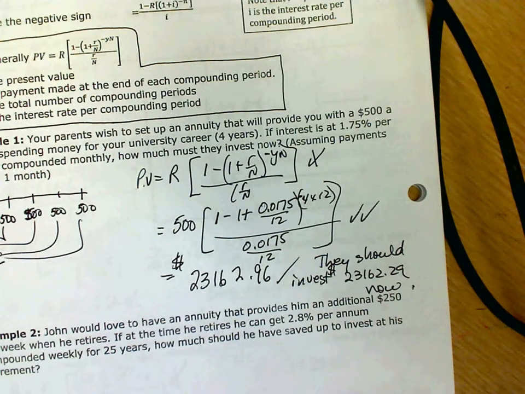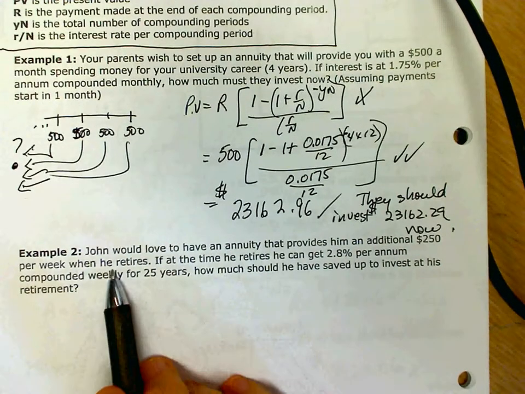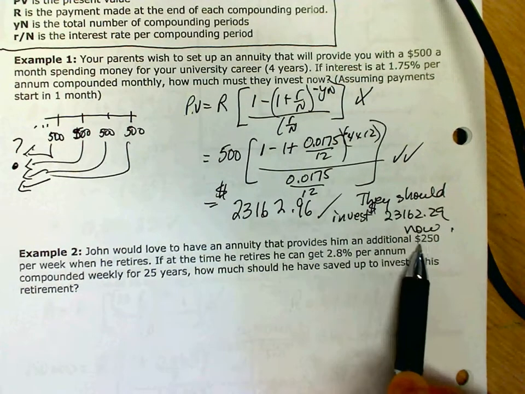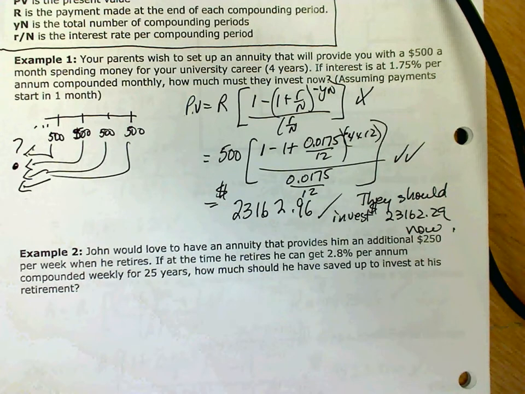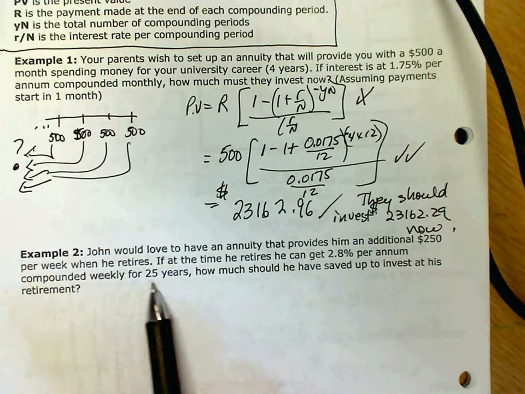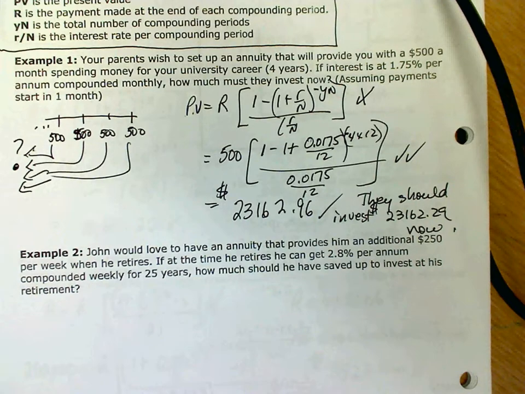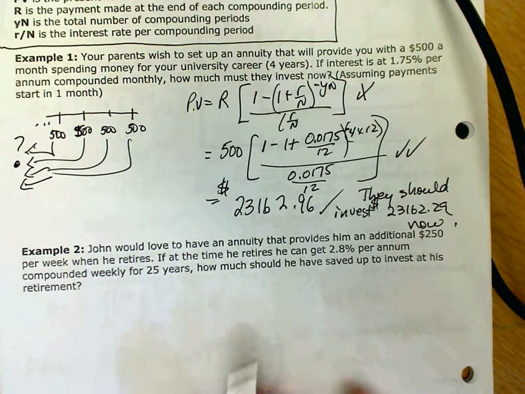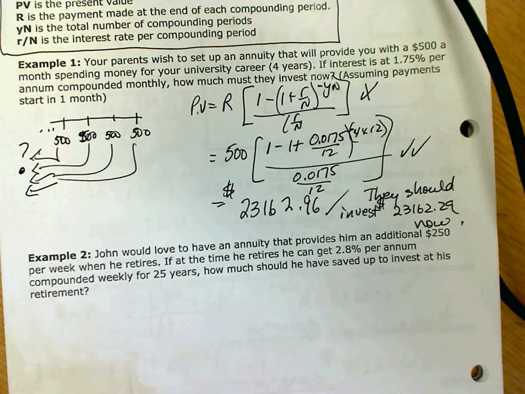John would love to have an annuity that provides him with an additional $250 per week when he retires. If at the time he retires he can get 2.8% per annum compounded weekly for 25 years, how much should he have saved up to invest at his retirement? What do you think he should invest? So is this a future value or a present value? And why is it present? Okay. How much should he have saved up? All right, good. So A equals R.